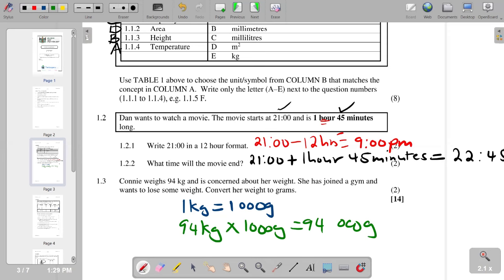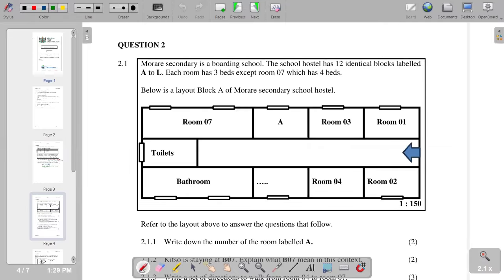Then moving on, we are now moving to question 2. Question 2 reads: Morale Secondary School is a boarding school. The school hostel is 4 identical blocks labeled A to L. Each room has 3 beds except room 07, which has 4 beds. Below is a layout of block A of Morale Secondary School hostel. So this is representing block A. The first question says write down the number of the room labeled A.